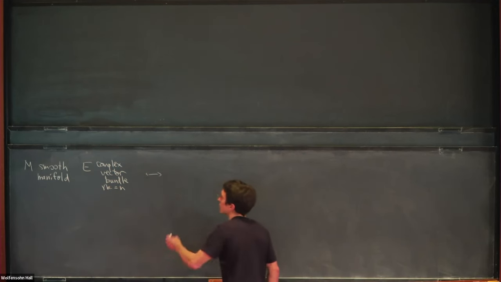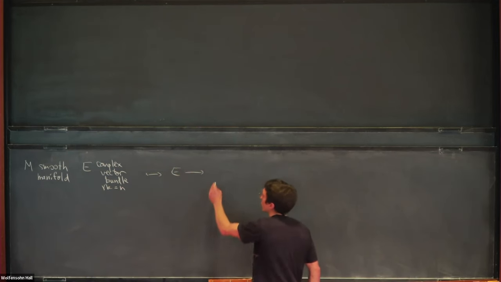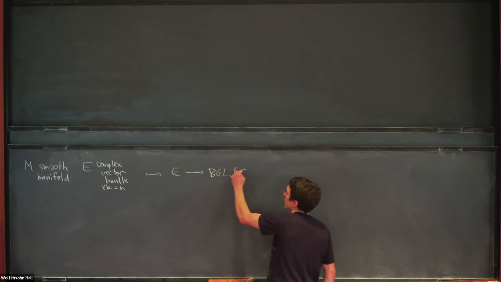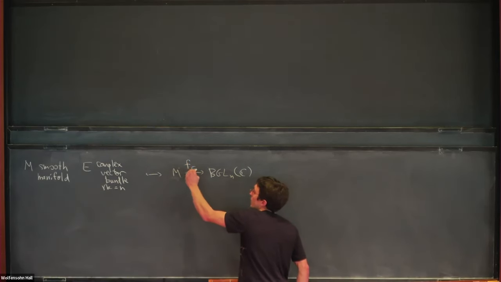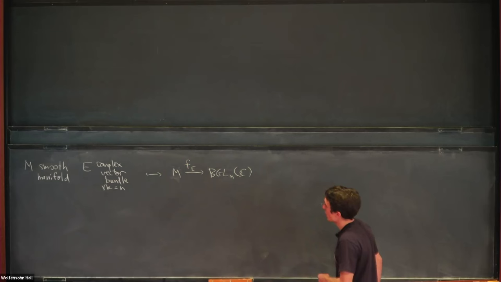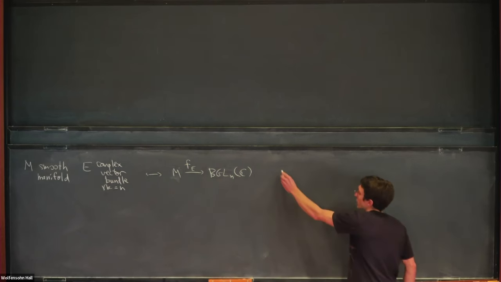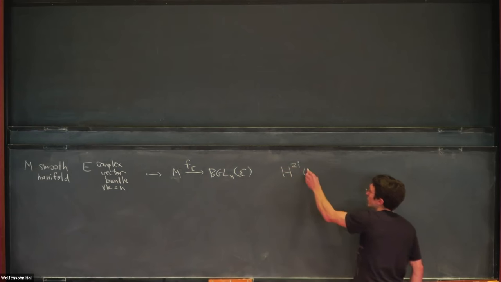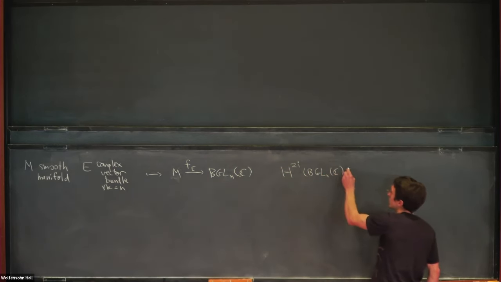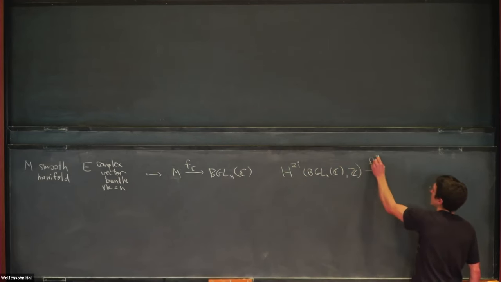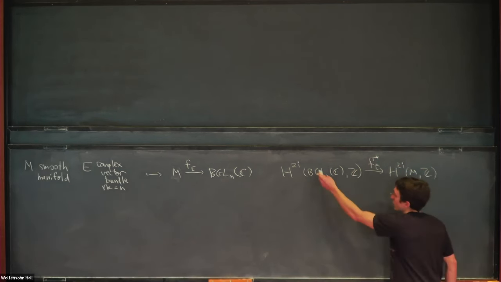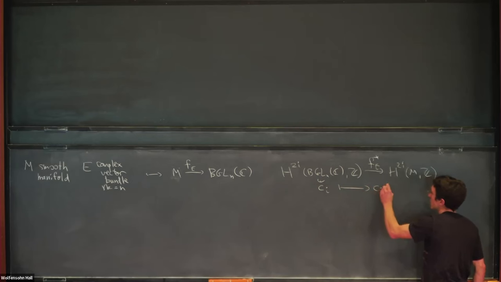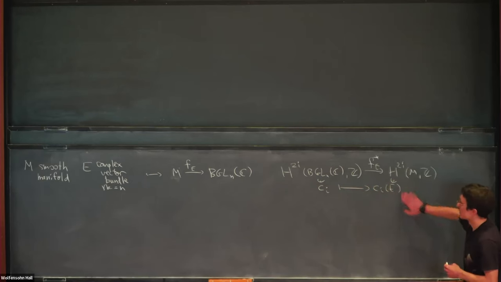The data of such a bundle is the same as the data of a homotopy class of a map from M to the classifying space of the topological group GL_N(C). I'll call this map f_E. Whenever you have such a map, you can pull back cohomology classes, particularly cohomology in even degrees with integral coefficients. You get a natural map back to the cohomology of M. Inside here, at least for i less than or equal to N, there's a natural class called the Chern class, and it gets carried to the i-th Chern class of my bundle. This is maybe one way to define these Chern classes.